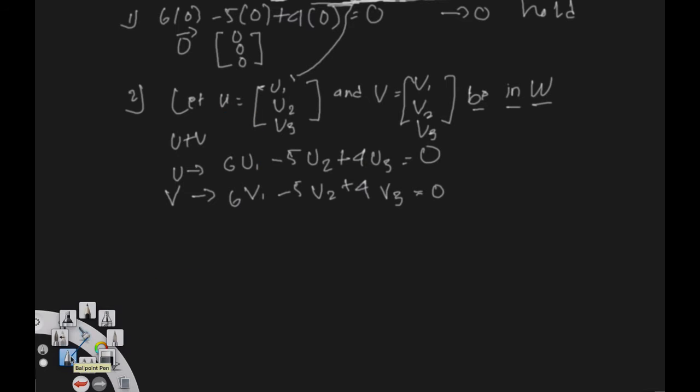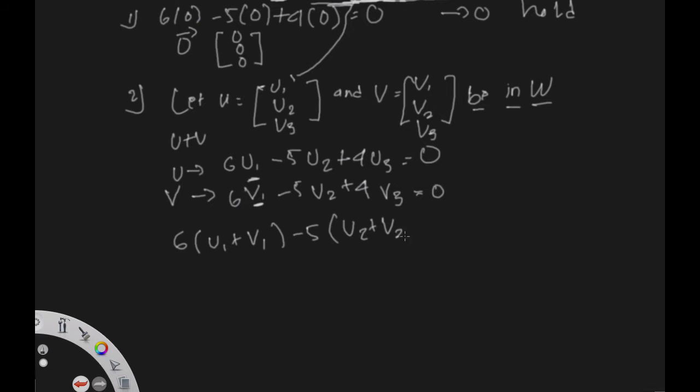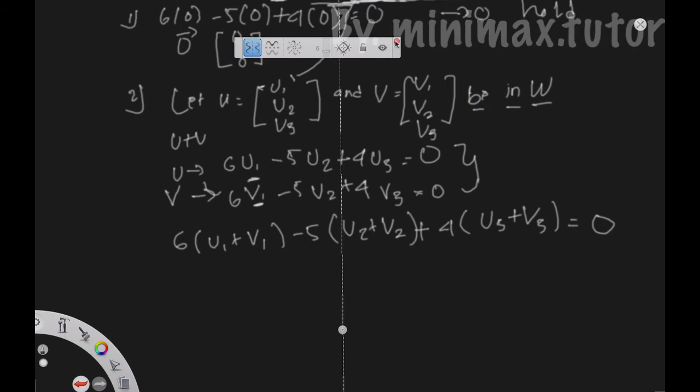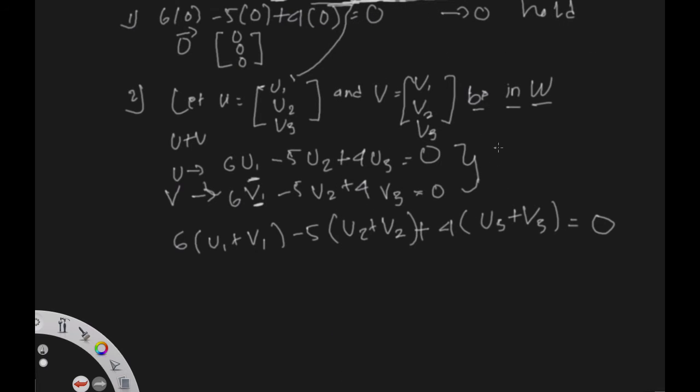Okay, then we can write it here: 6 times (u1 plus v1) minus 5 times (u2 plus v2) plus 4 times (u3 plus v3) will be 0. Why can we write this one like this? Because actually we can write u plus v like this: u1 plus v1, u2 plus v2, u3 plus v3.